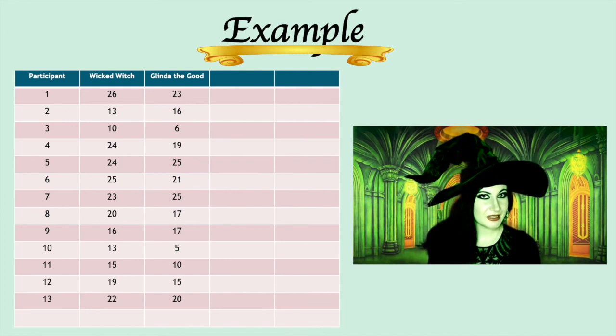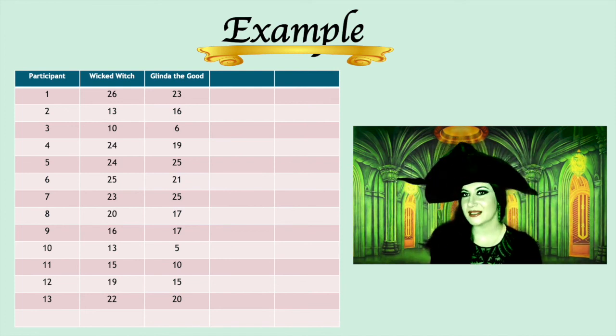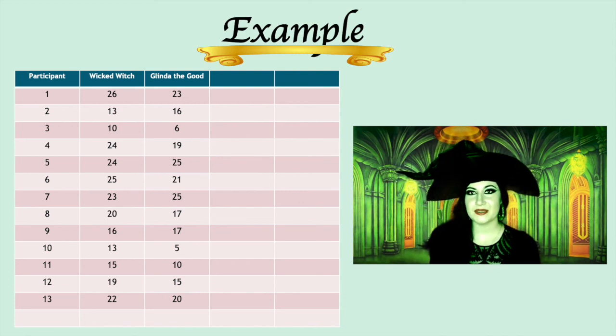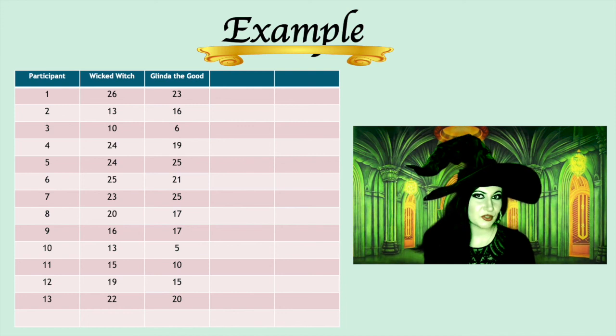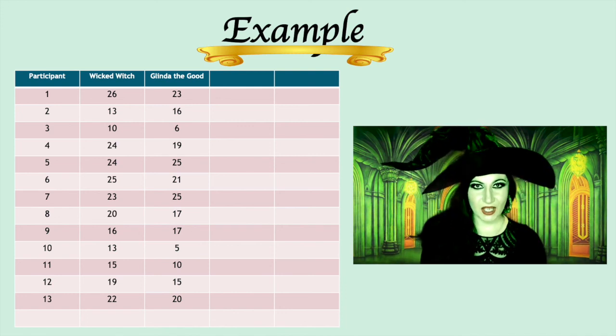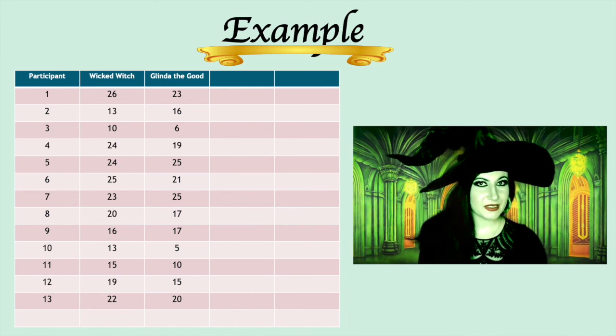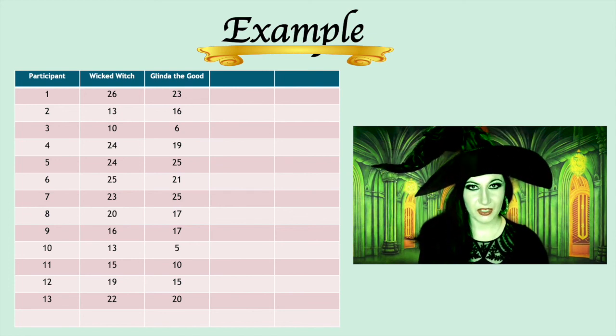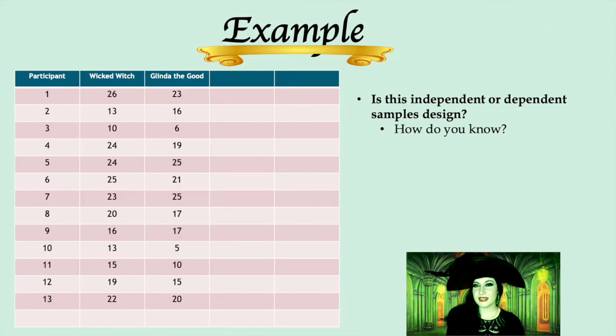So our example didn't say anything about random assignment. It also didn't say anything about participants being separated into two different groups. What it did say is, in fact, the opposite. We can see that the same participants were exposed to both levels of the independent variable, in other words, both types of speeches. So this sounds like it's going to be a dependent samples t-test because it's the same people being tested over time.